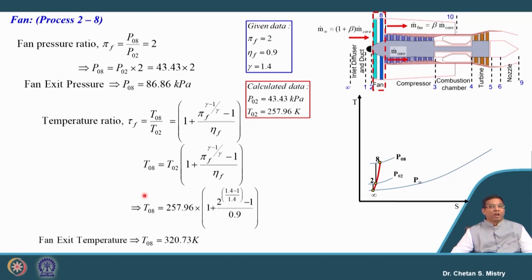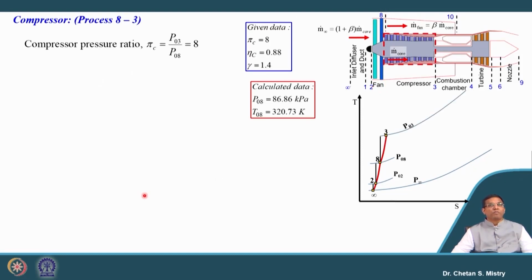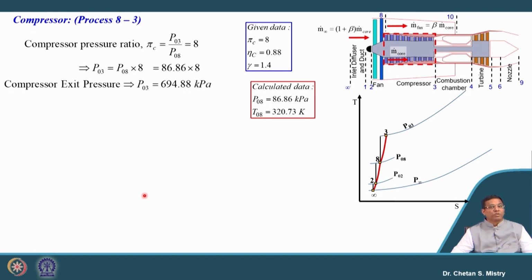Okay. Now, the very next component we have is our compressor, and for the compressor we are given the compression ratio of 8. Our entry pressure, that is the exit pressure from the fan, be careful, is 86.86 kilopascal. So, let us put this number, and that gives us the compressor exit pressure as 694.88 kilopascal.